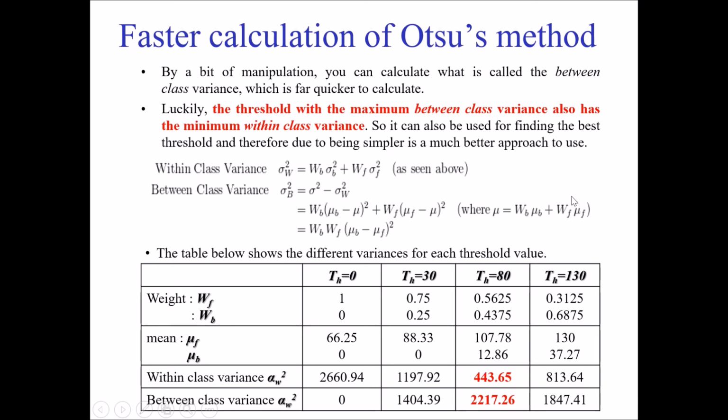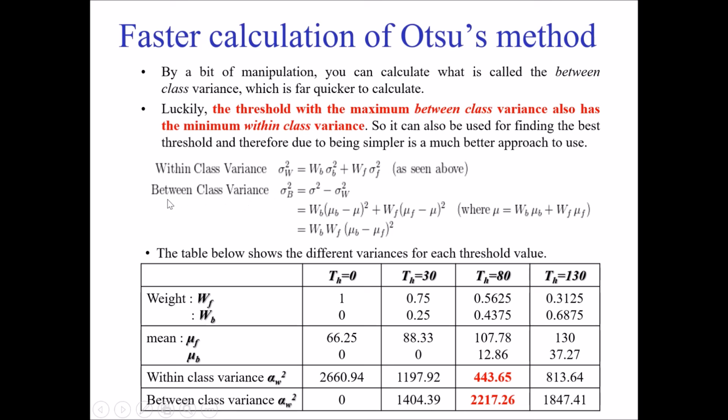However, there is a bit of improvement on the Otsu calculation. Previously, we utilized this formula, the within class variance, in order to find our weighted variance. However, if you see from this equation, we are relying on the variance for the foreground and for the background. Since we rely on the variance, the calculation will be a bit tedious because we need to calculate the mean and then later on calculate the variance.